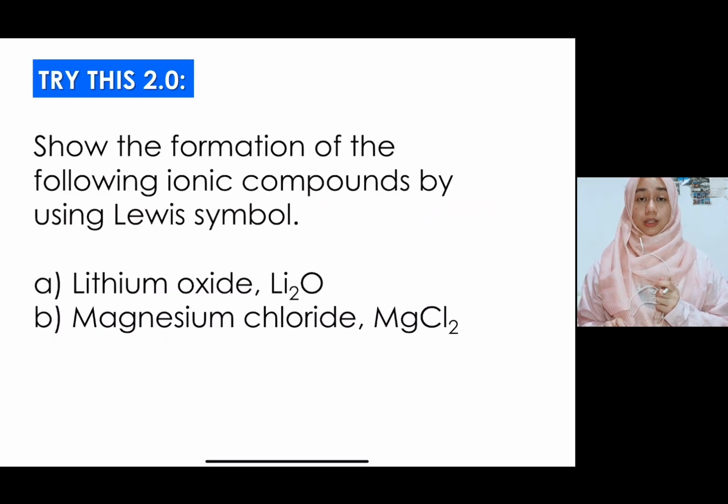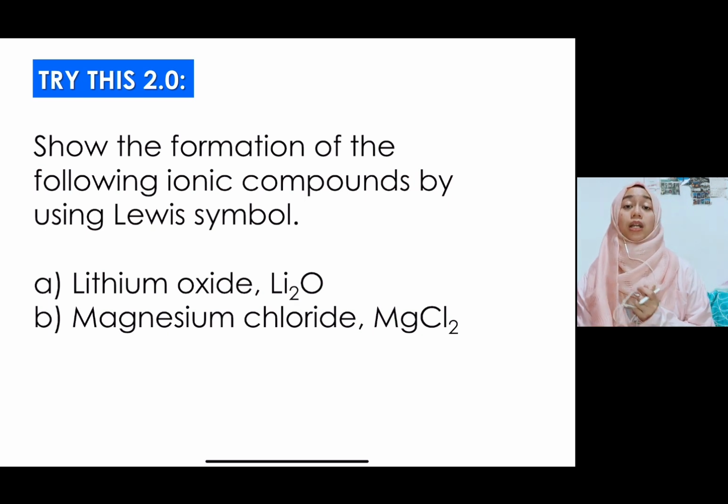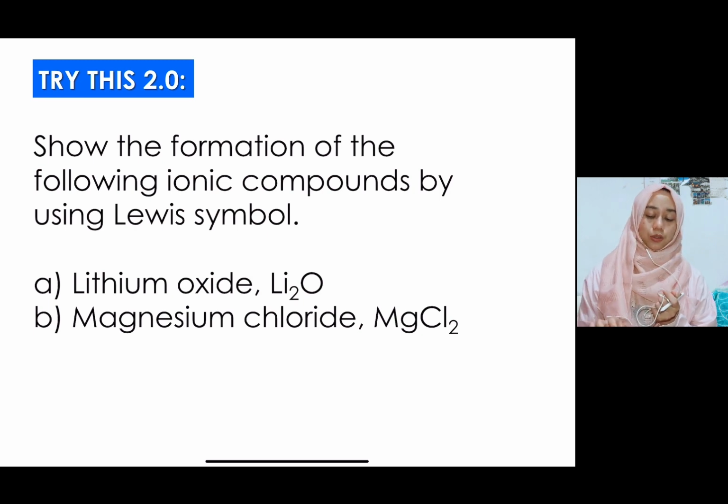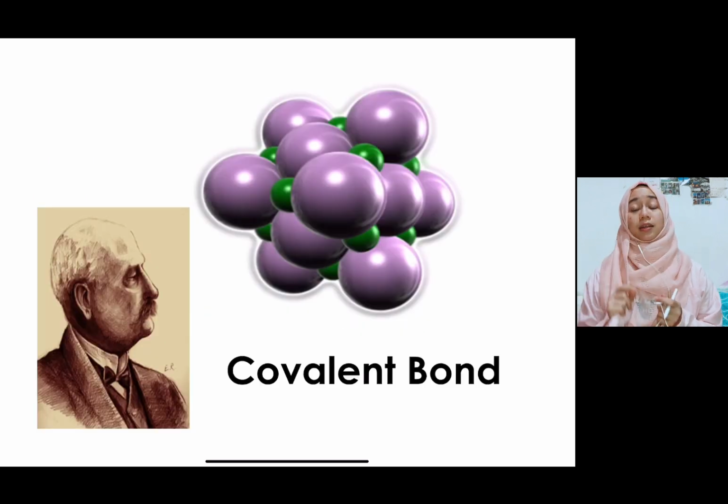Okay, so now it's your turn to try. Okay, so show the formation of the following ionic compounds by using Lewis symbol. So satu adalah lithium oxide, satu lagi adalah magnesium chloride. Okay, so tunjuk nanti. Next, kita pergi pula kepada covalent bond.